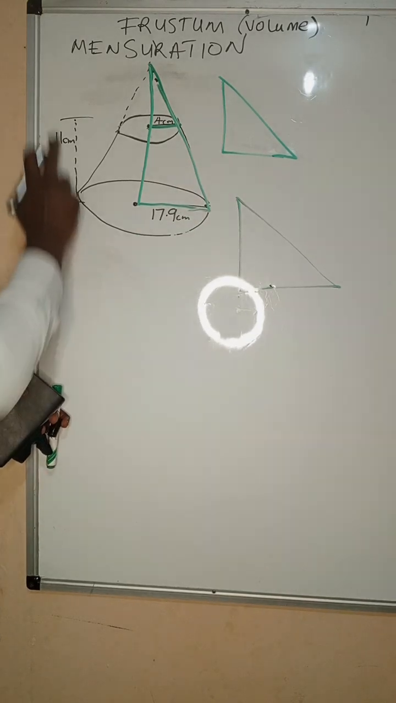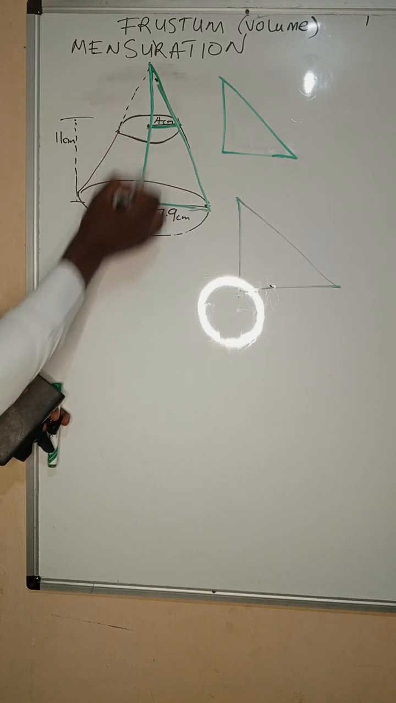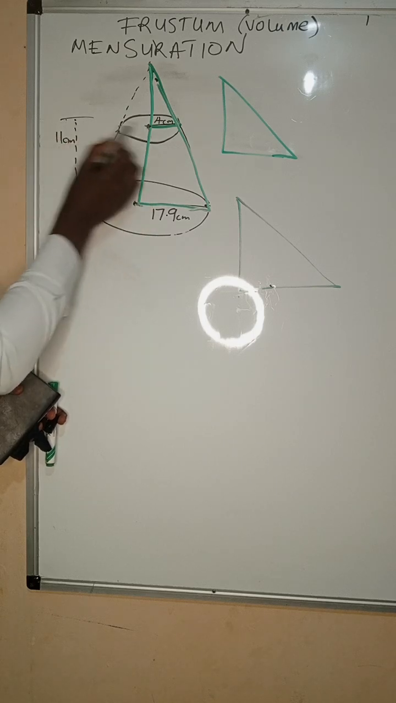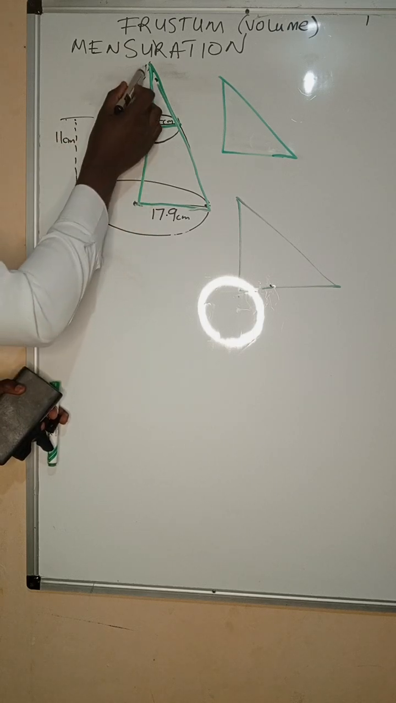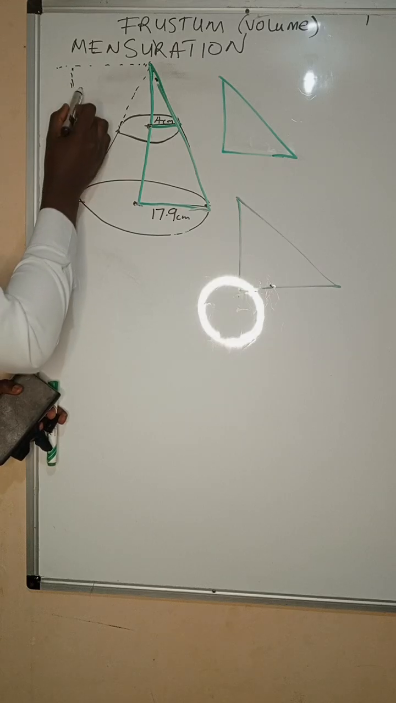So from here to here is 10. Can you see? From here to here is 10. This distance from here to here is the same distance, 10. But from here to here we do not know. Can you see this distance is not known? This distance is called x.